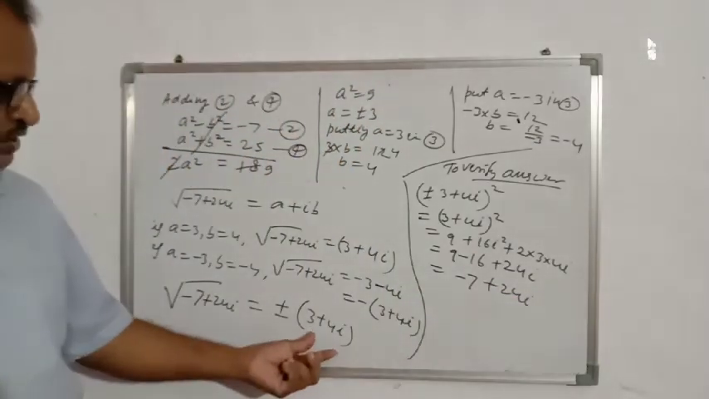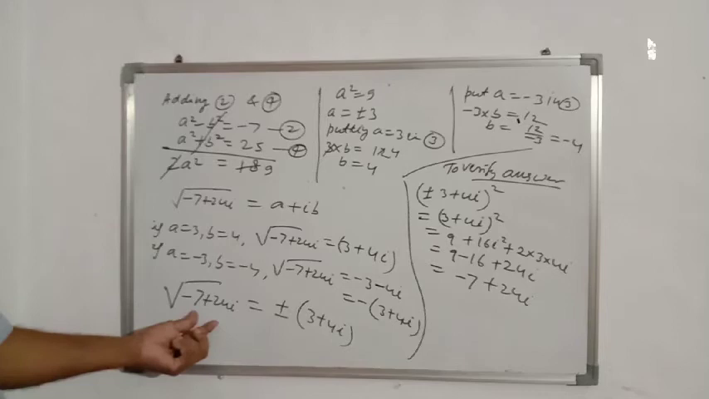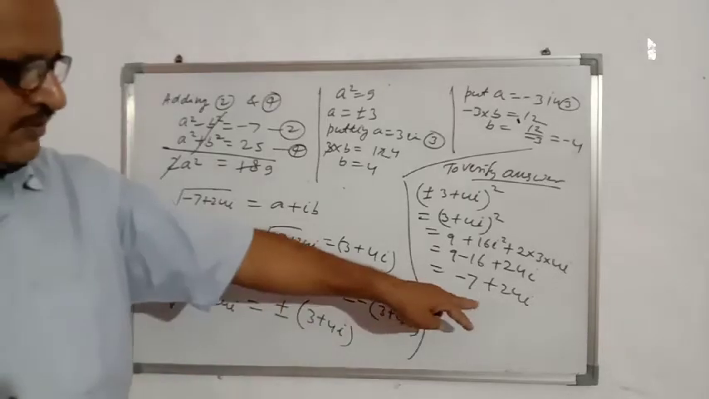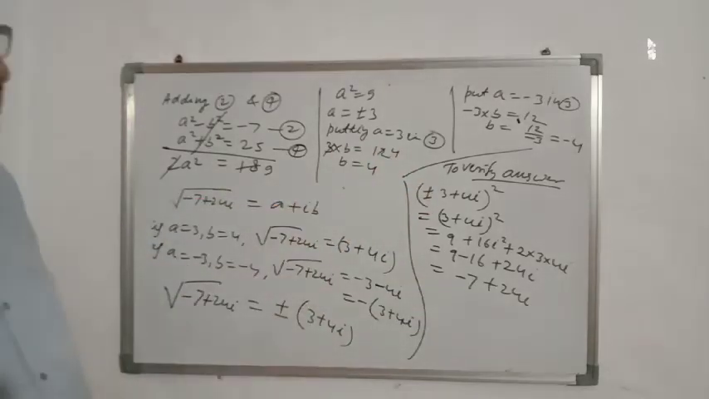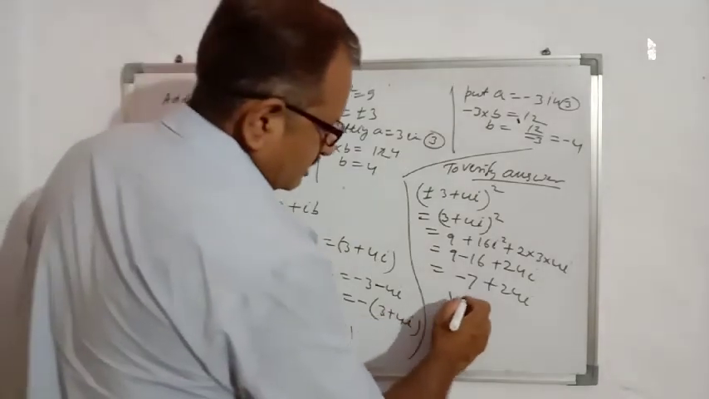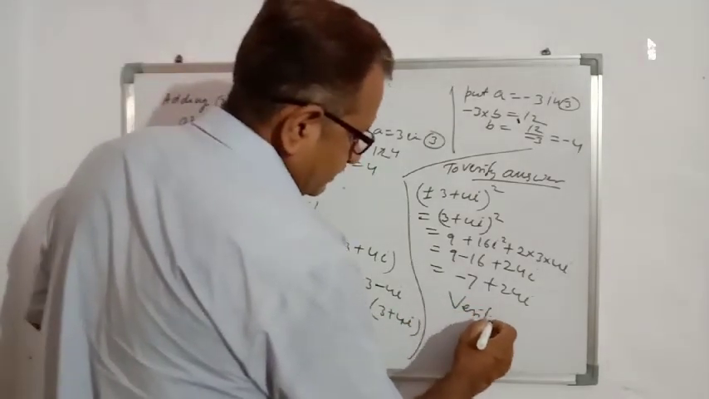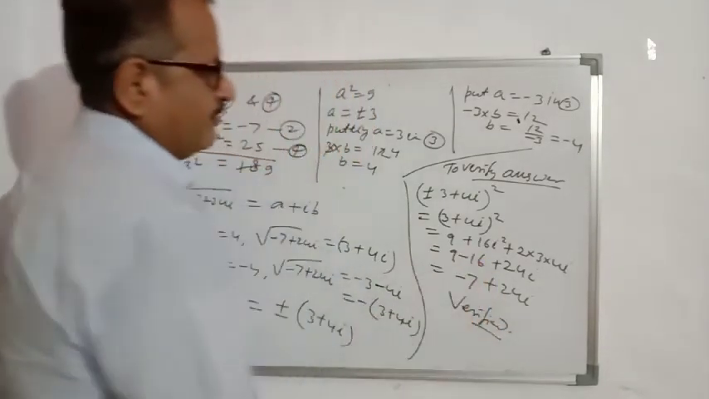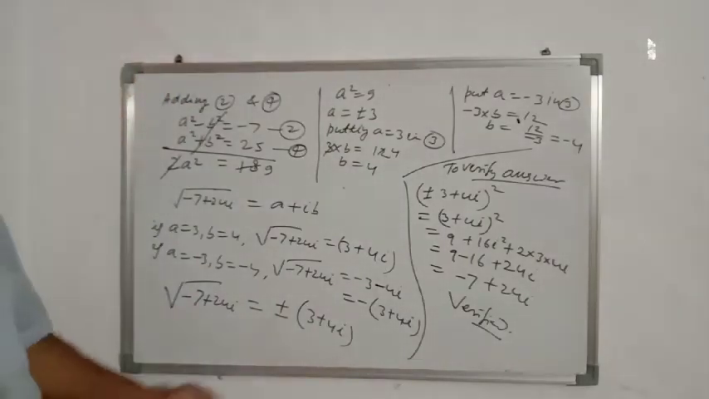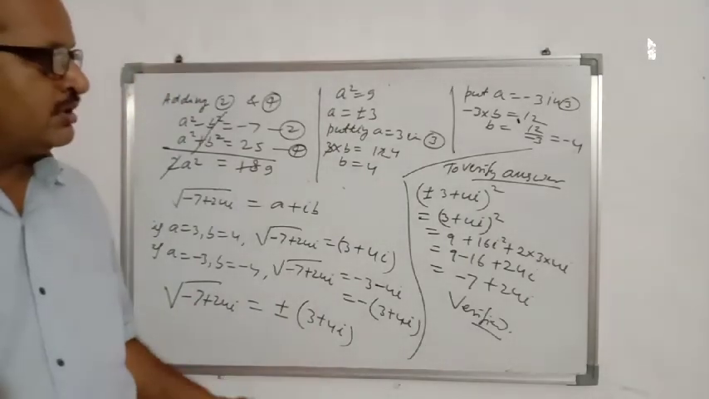So squaring the square root, we are getting the given complex number, minus 7 plus 24i. It means the square root is correct. So it is verified. I hope that it is clear to you.